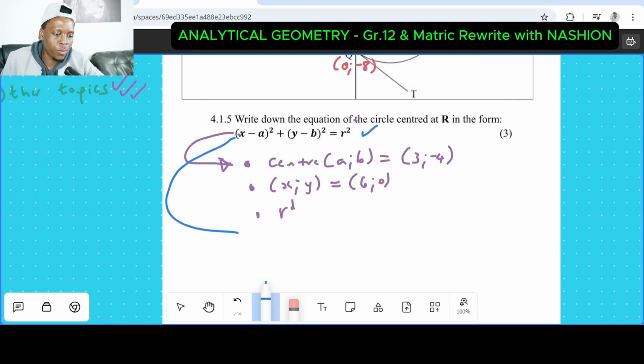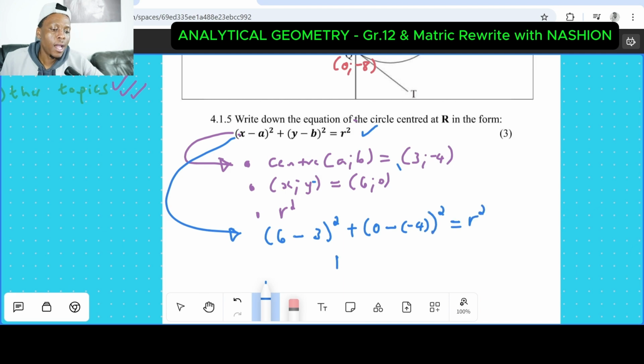Okay, let's go. In the place of X, I'm putting 6 minus A, which is 3, all squared plus, in the place of Y, here we have 0, minus B, which is negative 4. So since you're still substituting, it's important that you substitute as negative. R squared is going to give us 25.